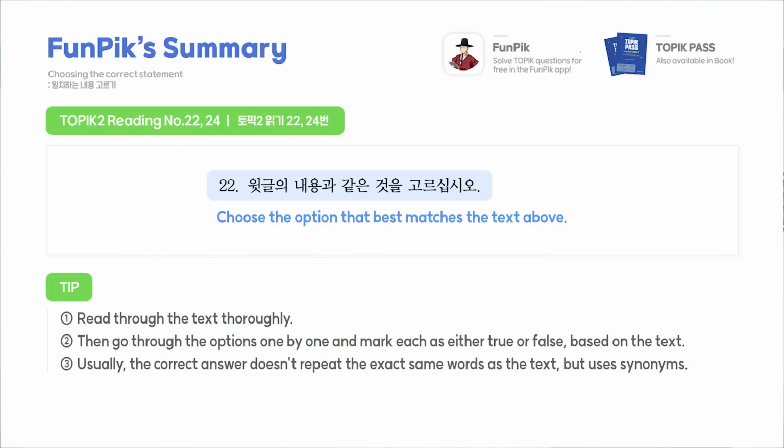All right, let's wrap it up here. Summary time. Question 22 and 24 are about choosing the correct statement. The tips. Read the text thoroughly. Go through each option. Mark them as either true or false. And usually the correct answer uses synonyms or synonymous expressions.